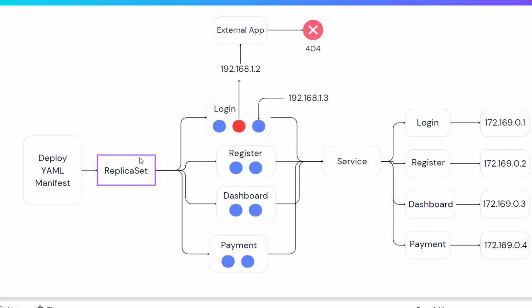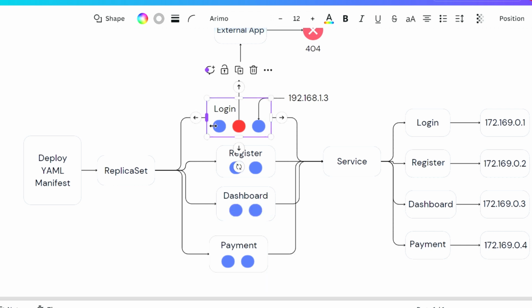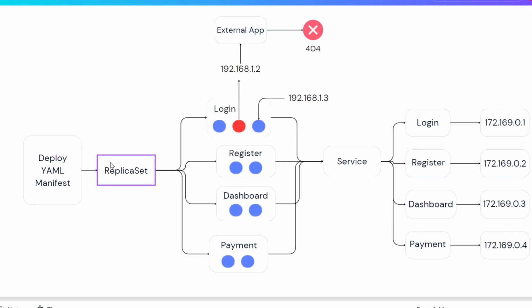Okay, now what happens is that there are 4 worker nodes that are actually working as of now. The replica set is there. Here we have totally 8 pods, and every 2 pods are meant for different work. 2 pods are meant for the login, 2 pods for the register, 2 pods for the dashboard, 2 pods for the payment. This is how it is working.